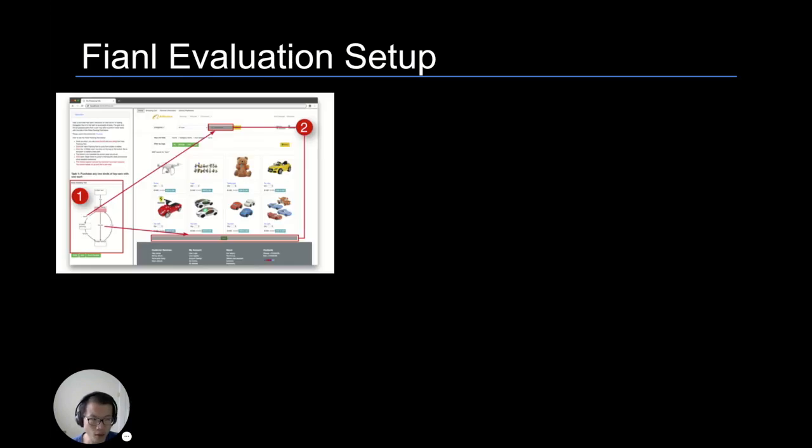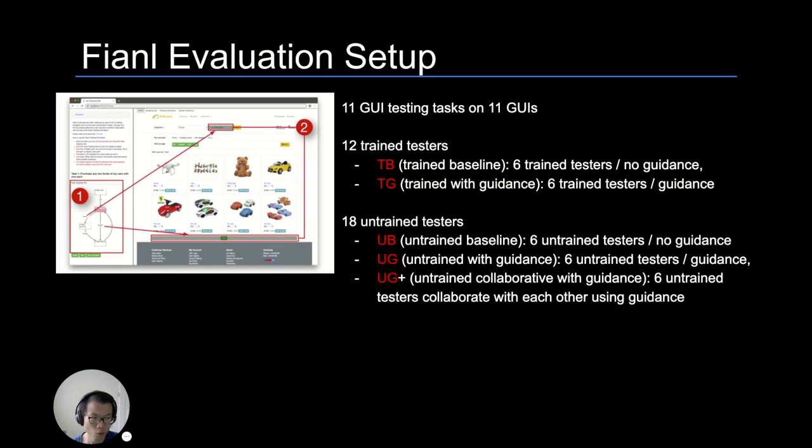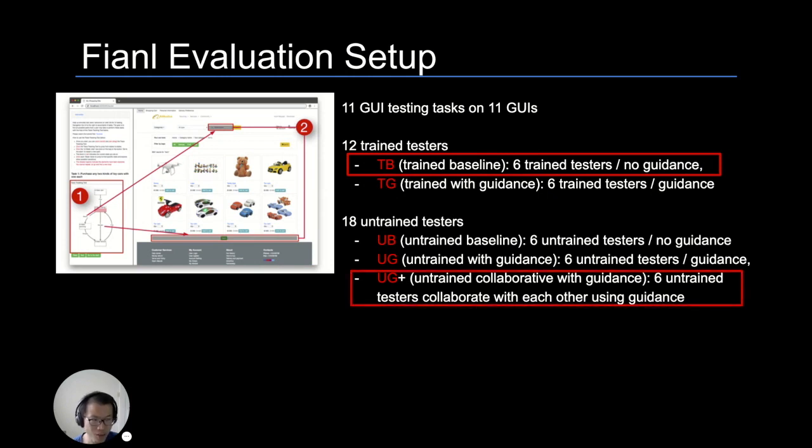To find out how effective these two techniques together are on guiding testers, we conducted a between subject experiment. We recruited both trained and untrained testers, 30 in total, to navigate 11 GUIs. Here's a list of conditions. For example, TB means trained testers in the baseline condition, conducting 11 tasks without the guidance. UG plus means untrained testers conducting the 11 tasks by building on top of someone's responses with the guidance. This is to show that our techniques can support multiple workers to collaborate with each other.